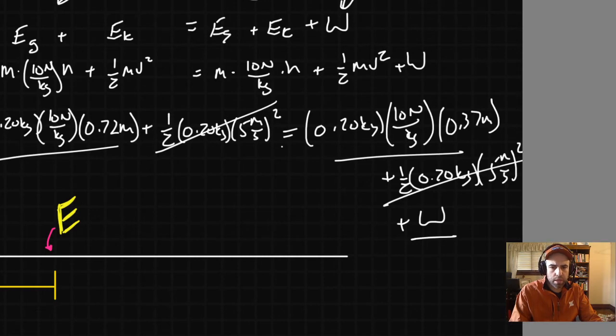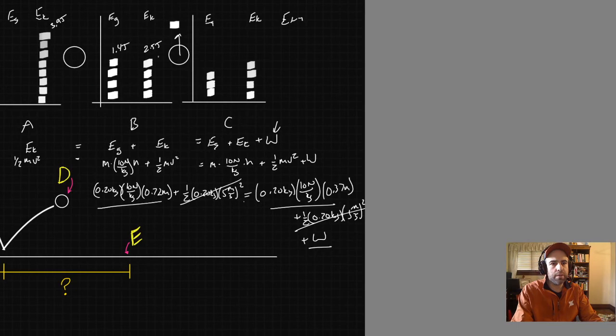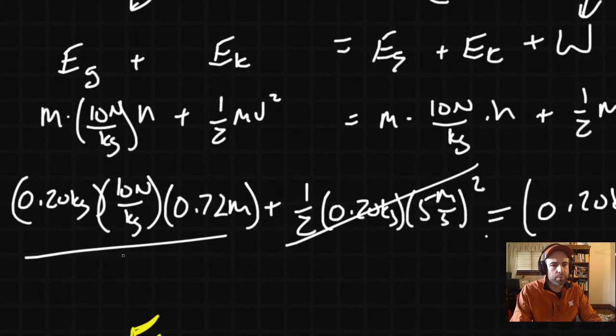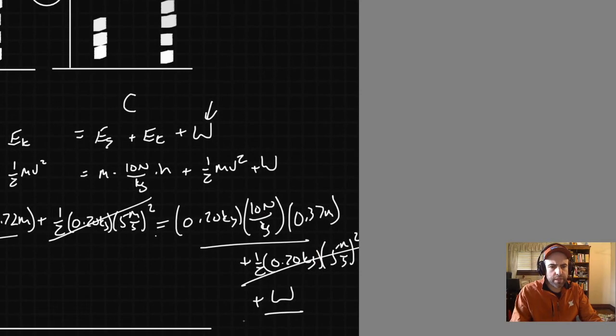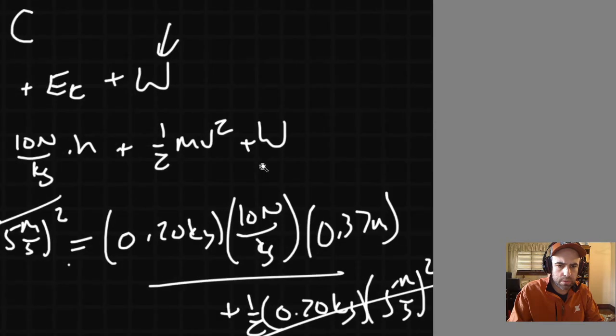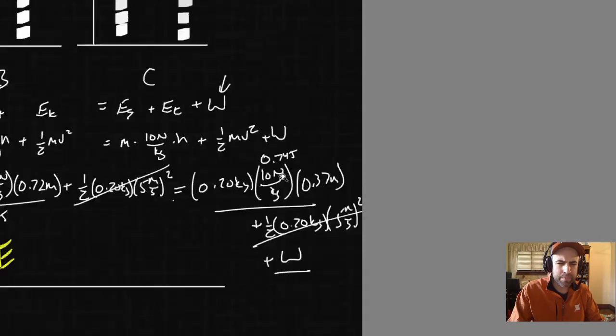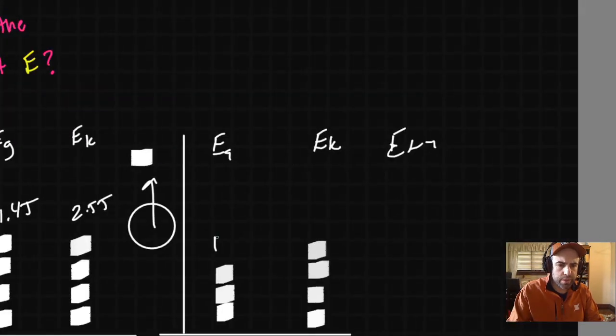So I'm going to find a value. Oh, we already know the value for this one. The EG is 1.4 joules. So I've got to find a value for this. So 0.2 times 10 times 0.37. I get 0.74 joules. So that's our energy stored gravitationally.